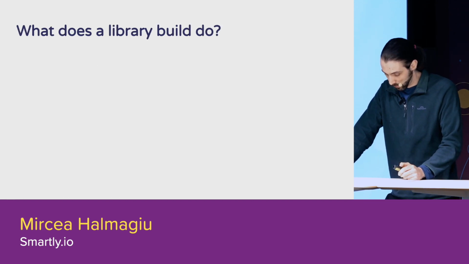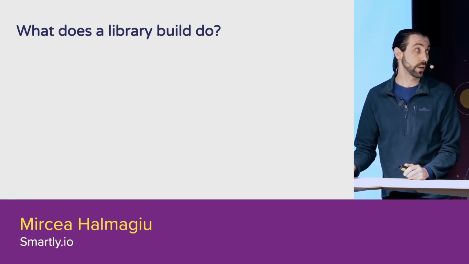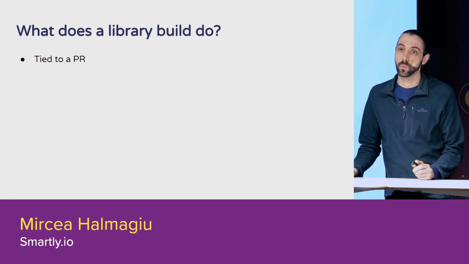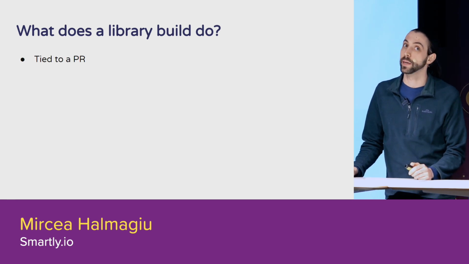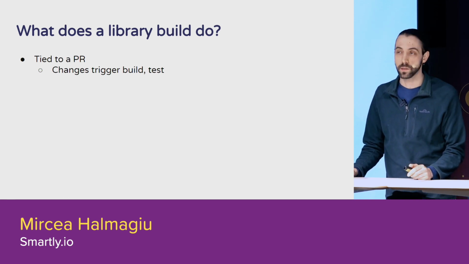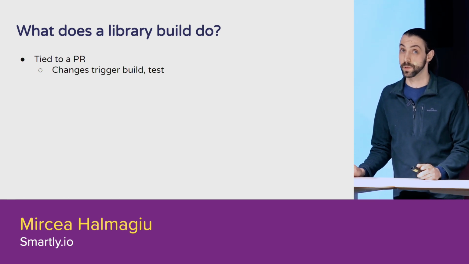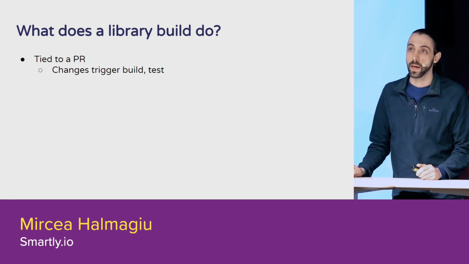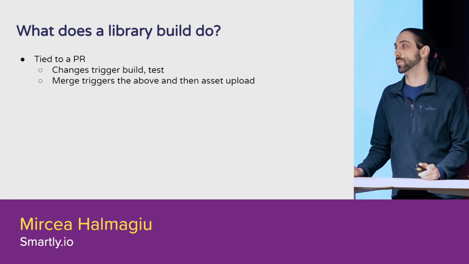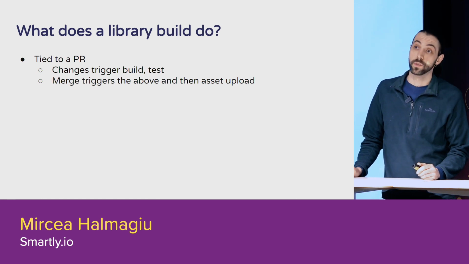So what does our library build do? The entire deployment process is tied to PRs. So whenever a PR happens or a commit is made to a PR, we trigger a build and test. The results of these are visible to developers in GitHub. And when that PR is merged, we do the build and test, and we also upload the asset.